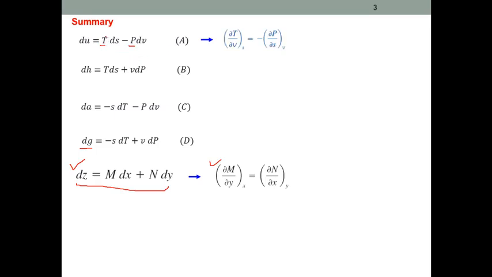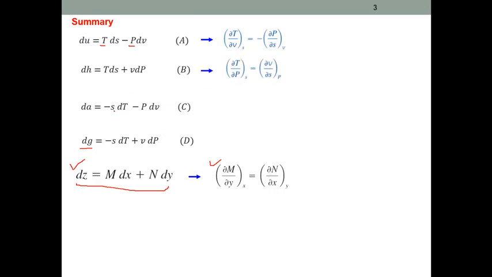First of all, the partial derivative of T with respect to v, and similarly the partial derivative of P with respect to s, right? So that should be equal. Same way as we wrote for M and N. So we got one equation. Similarly, we can write down for this one, the partial derivative of T with respect to P should be equal to the partial derivative of v with respect to s, right?